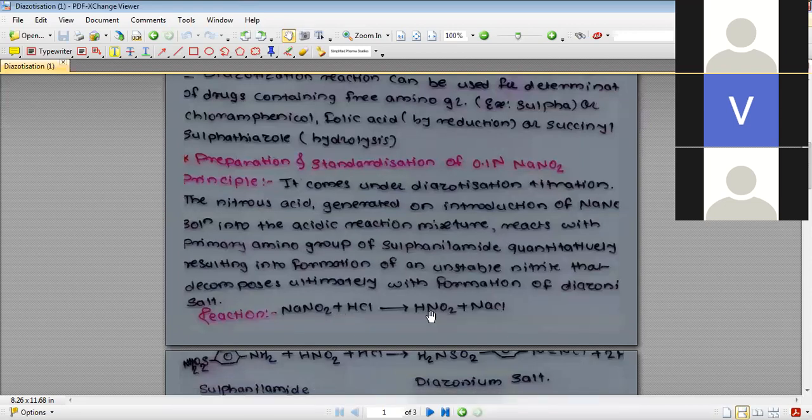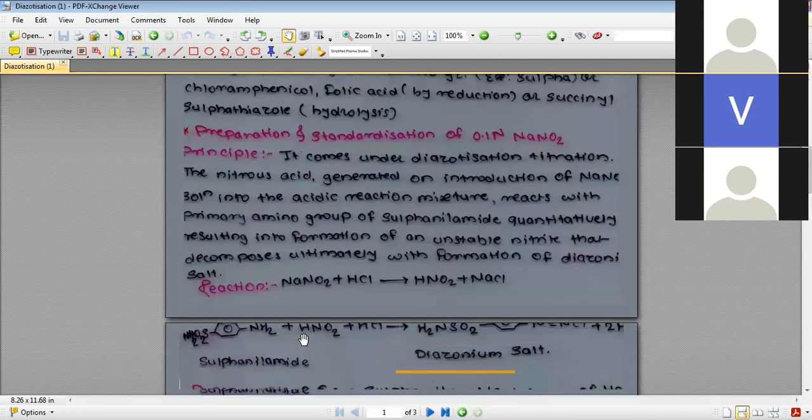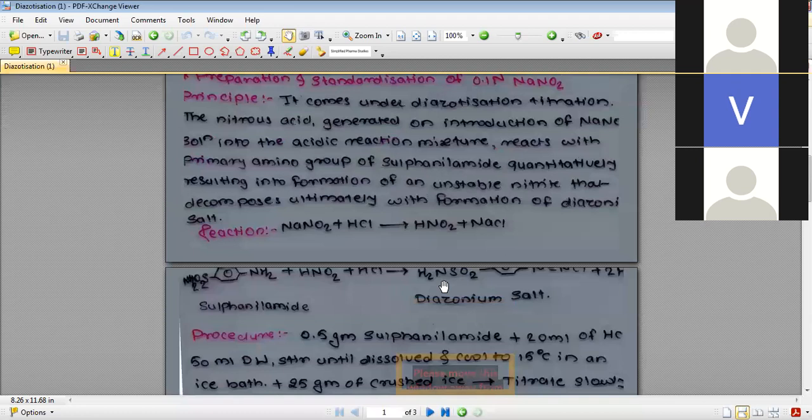Reaction for formation of nitrous acid. When nitrite reacts with acid, particularly HCl, formation of nitrous acid takes place. The formed nitrous acid then reacts with the primary aromatic amino group. Here we are going to take sulfanilamide as an example of a drug substance containing a primary aromatic amino group. So nitrous acid reacts with sulfanilamide, and formation of diazonium salt takes place. This is the reaction that comes under the standardization procedure of 0.1 normal sodium nitrite.